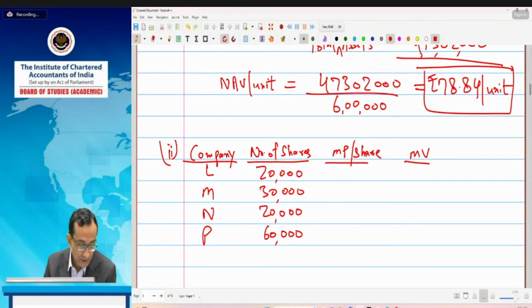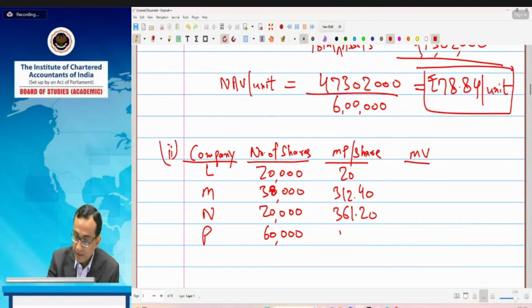Market price per share now. In case of M, what will be the number of shares? It will not be 30,000, it will be 38,000 because further investment has been made. So in this case, the total number of shares in case of M Limited is 38,000. Market price per share same: 20, 312.40, 361.2, and 505.10. So let us calculate it.